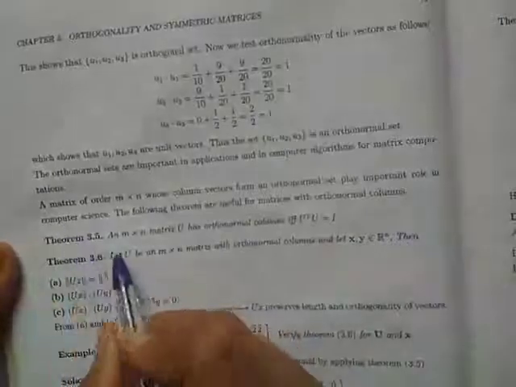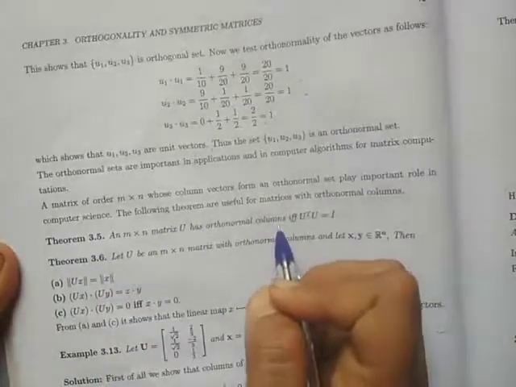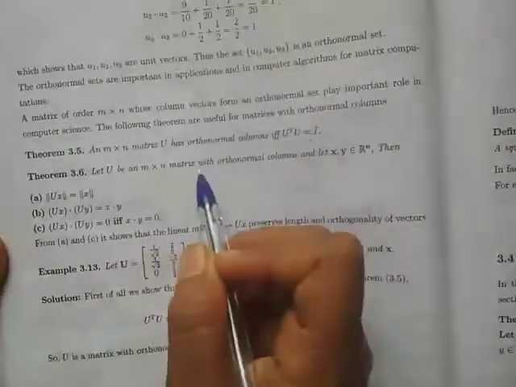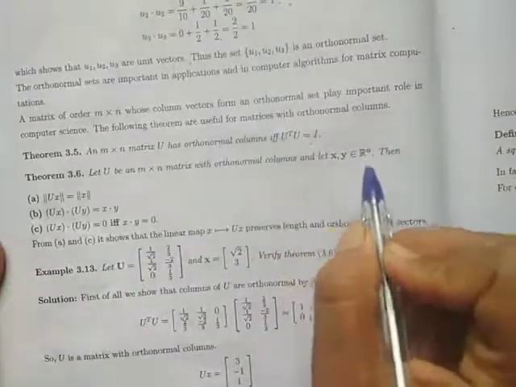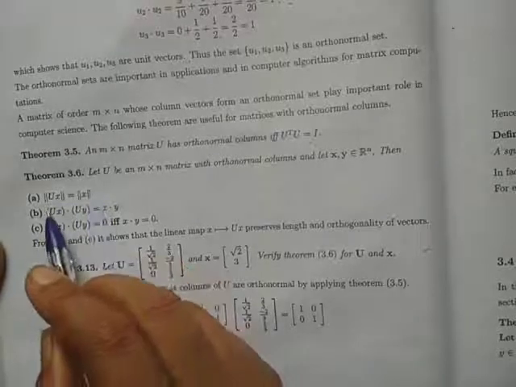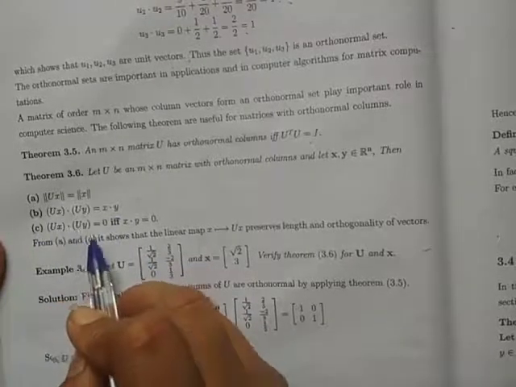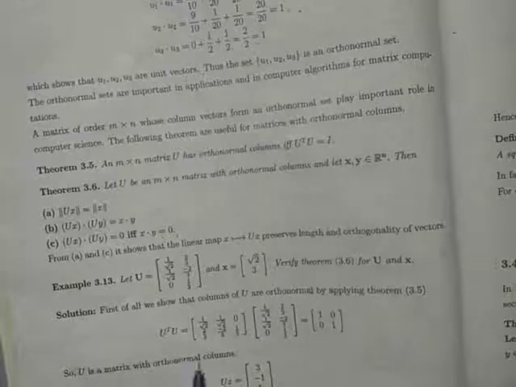Okay. Let us see this theorem. An m by n matrix U has orthonormal columns if and only if U transpose U equals identity. The next theorem is: let U be an m by n matrix with orthonormal columns and let x, y belong to Rn. Then (a) norm of Ux equals norm of x, (b) Ux dot Uy equals x dot y, and (c) Ux dot Uy equals 0 if and only if x dot y equals 0.